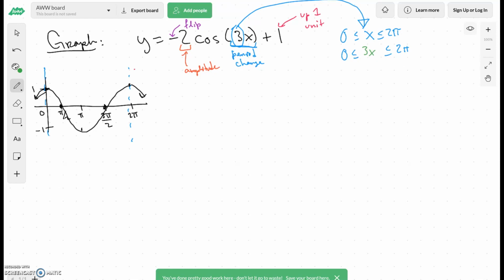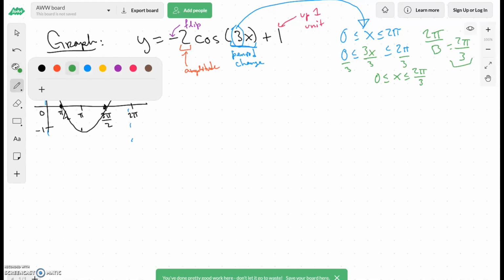And I'm going to solve for x to see where the new period is. So I'm going to divide this by 3. I'm going to have 0 is less than or equal to x less than or equal to 2 pi over 3. Alternatively, what you could have done is 2 pi over b. Notice that the b value is just 3, and you could have said that the period is going to end at 2 pi over 3. So that's something else that you could have done. Let's fix that first.